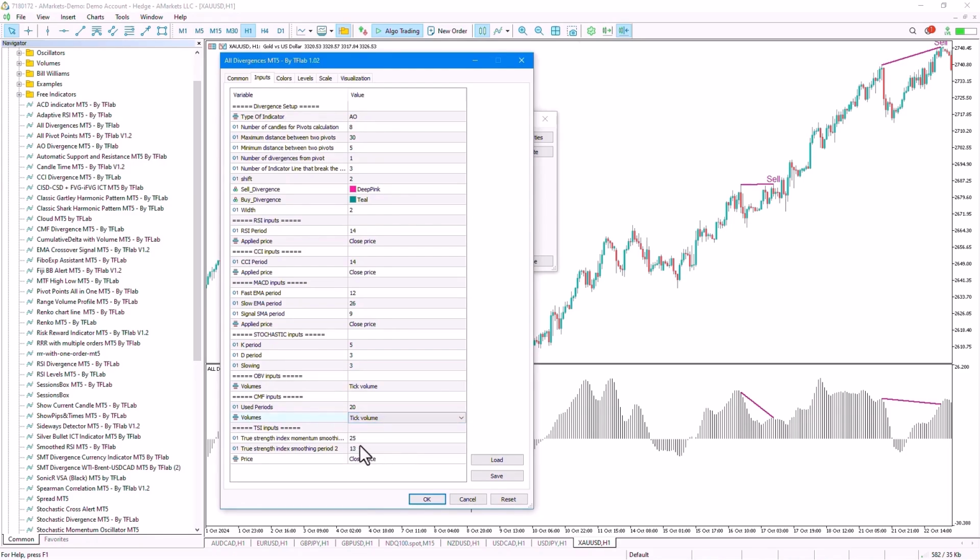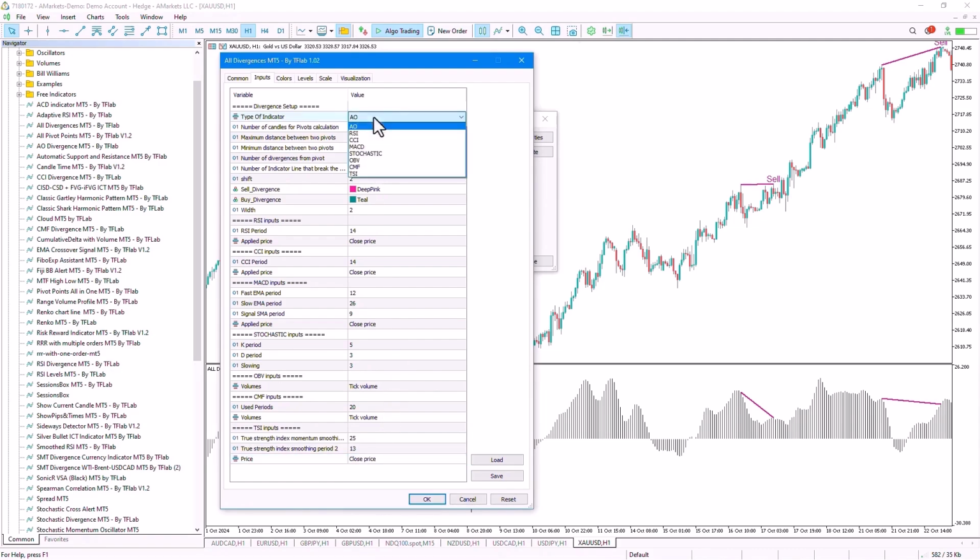volume option. In the next section, there is the TSI indicator, where we can set the first moving average calculation period, along with the second period, and finally, we can determine the type of price calculation here.